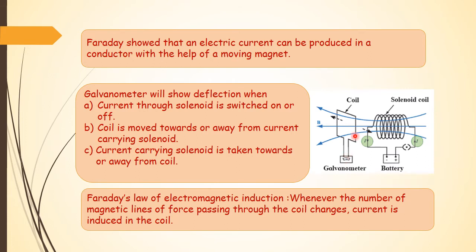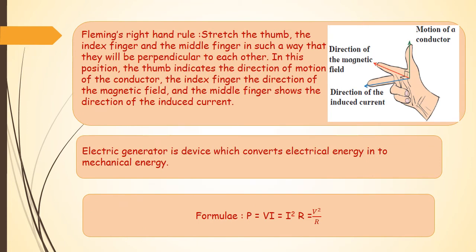On the other hand, if you move this coil towards the solenoid or away from the solenoid, you will be able to see the deflection. On the basis of this, Faraday proposed the first law of electromagnetic induction. He said, whenever the number of magnetic lines of force passing through the coil changes, a current is induced in the coil. The direction of induced EMF is given by Fleming's right-hand rule.